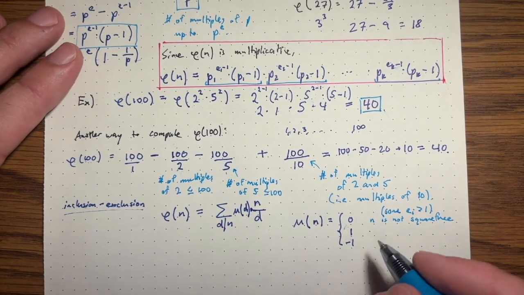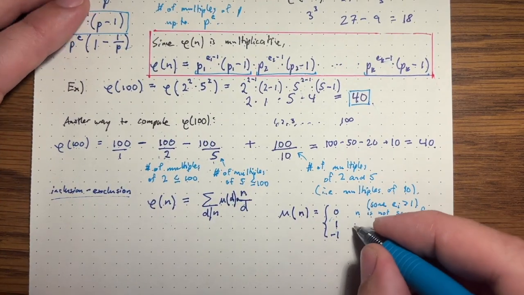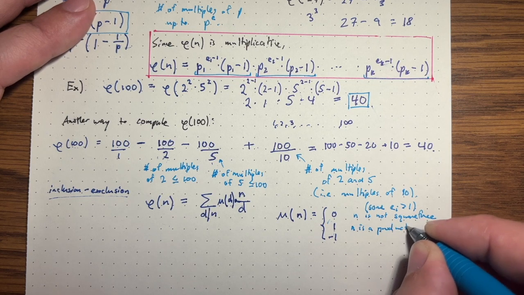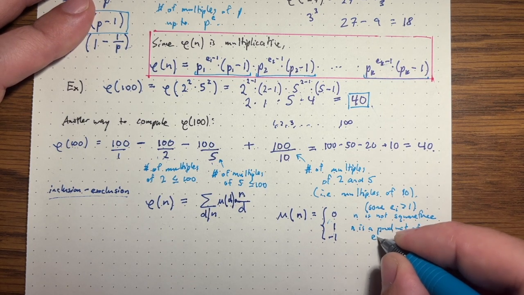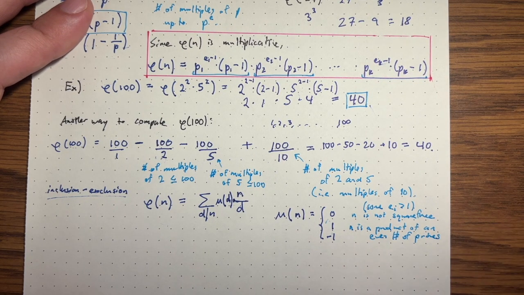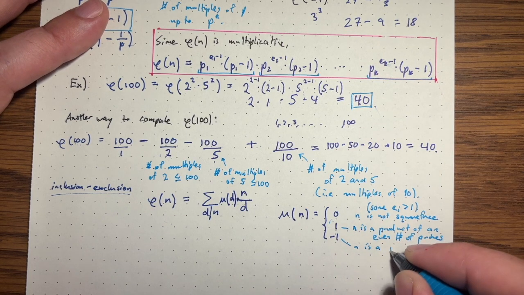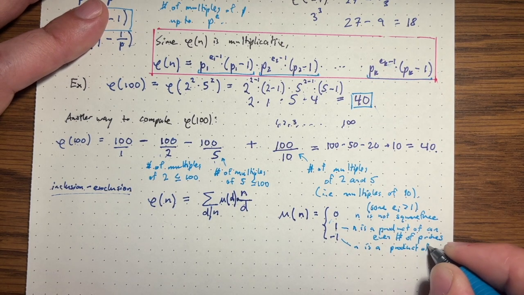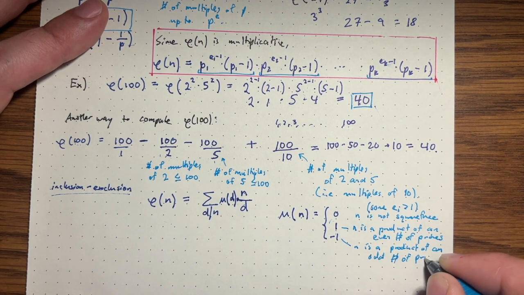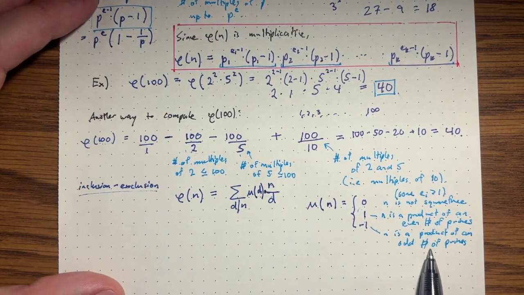And similarly, it's 1 if n is a product of an even number of distinct primes. And it's negative 1 if n is a product of an odd number of distinct primes. Okay? So odd number including 1, right?